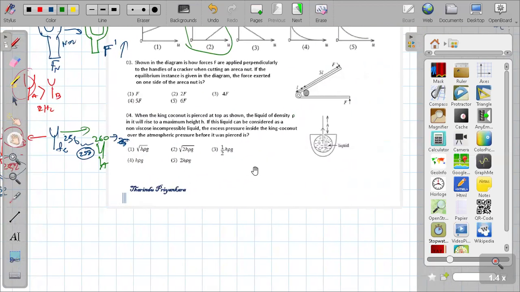Now the next one. So in the diagram, force F is applied perpendicular to the handles of the cracker when cutting an areca nut. If the equilibrium instance is given in the diagram, what is the force exerted on one side of the areca nut? It is like you apply a force of F here, you apply the same force of F here. So you may think that for one side you only get this force.